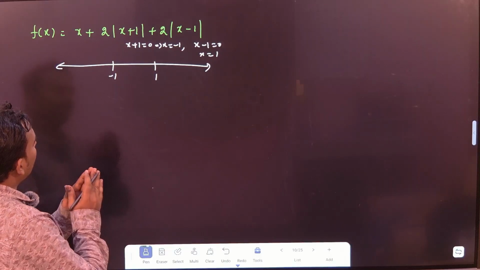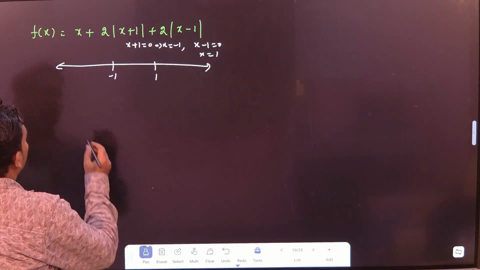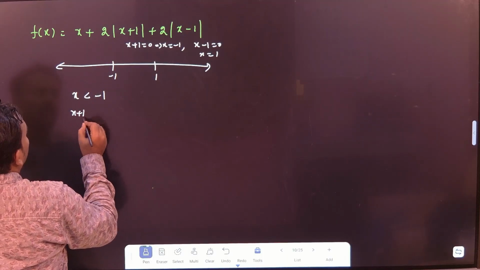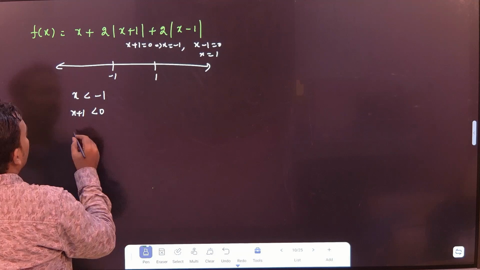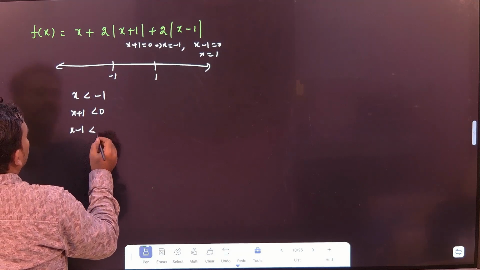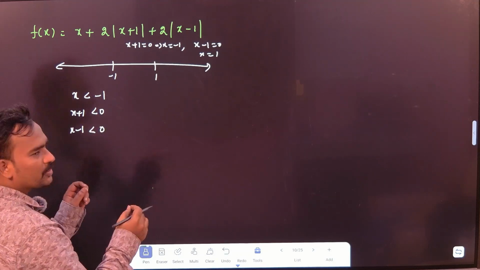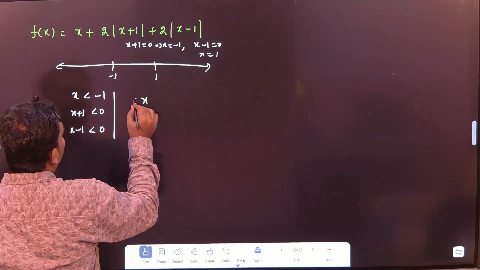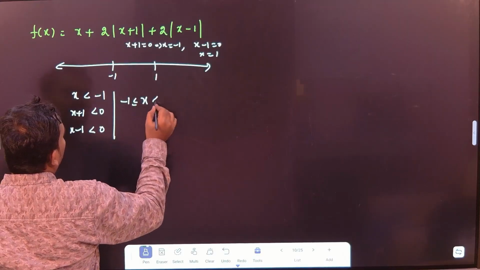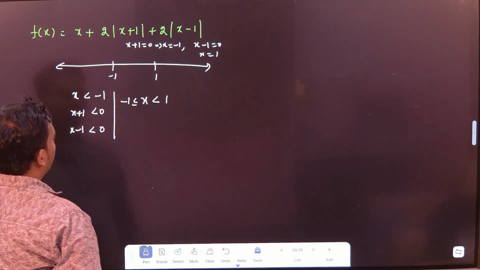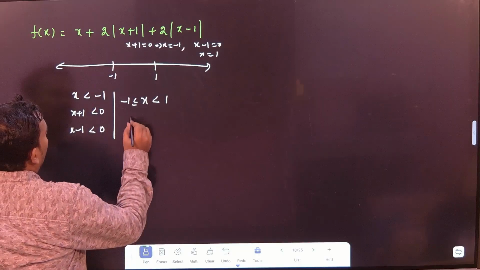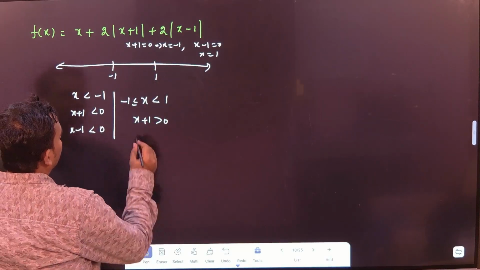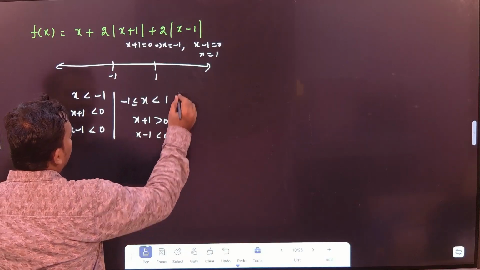Okay. Now, you have to break the whole real number line into intervals. We need x plus 1 less than 0, and x minus 1 less than 0, right? Because adding minus 1, less than minus 2 should be less than 0. When x is from minus 1, included, to less than 1, you can add 1 on both sides, so definitely x plus 1 is positive. Add minus 1 on both sides, so definitely x minus 1 is less than 0, right?